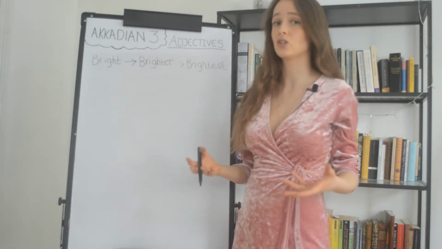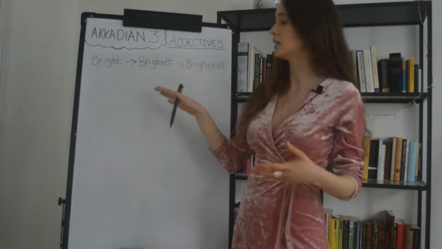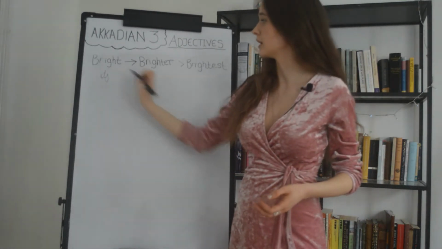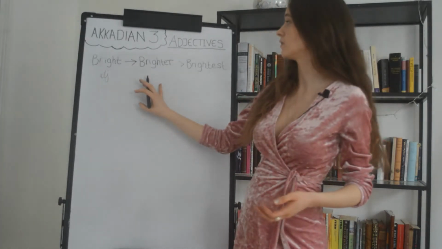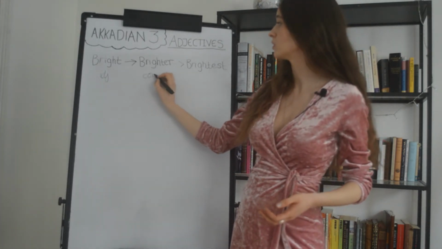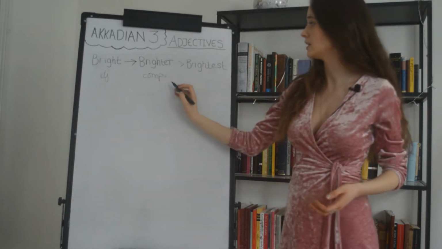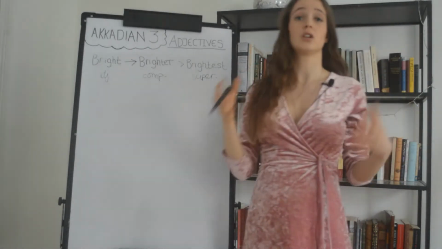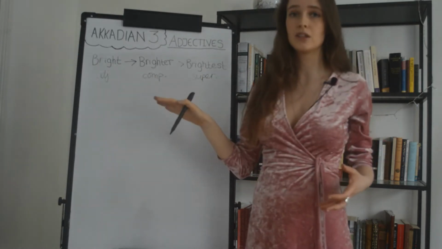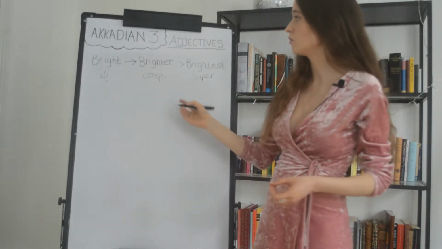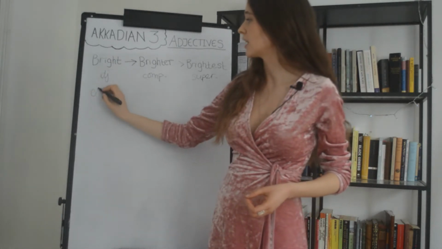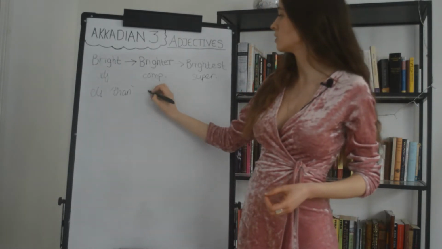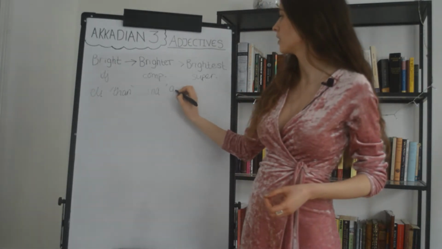So in English, we use suffixes such as these to indicate comparative and superlative forms. So for example, an adjective would be a word like bright. If we wanted to turn that into a comparative form, we would use the word brighter, with the ER ending there, indicating comparative. And the superlative form would be brightest. However, in Akkadian, we don't use suffixes to indicate comparative and superlative in this way. We use prepositions. So for the comparative form, we use the preposition eli, which translates as than. And for superlative, we use the preposition ina, which translates best as among.